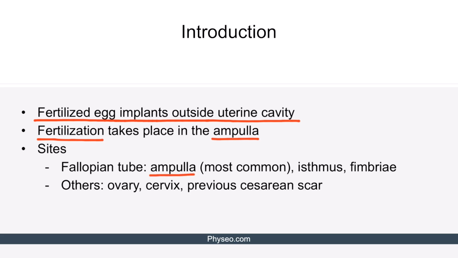The ampulla is the most common site of implantation in ectopic pregnancy. The isthmus and the fimbrial parts of the fallopian tubes can also be involved. Other sites include the ovary, cervix, and previous cesarean scars.